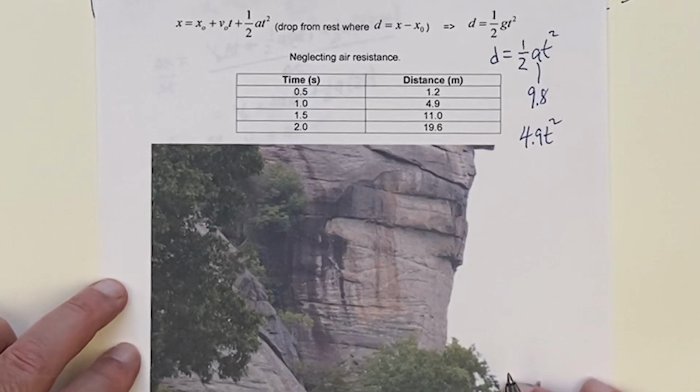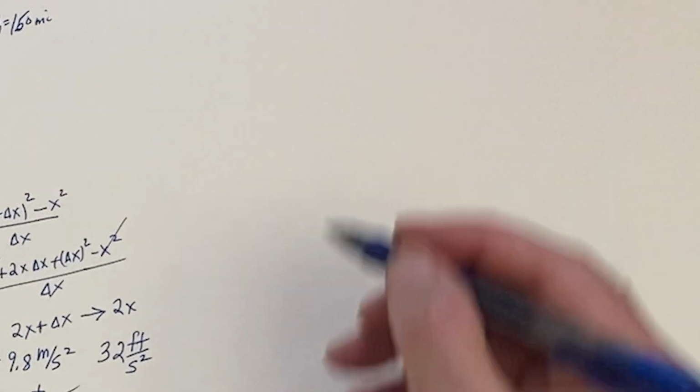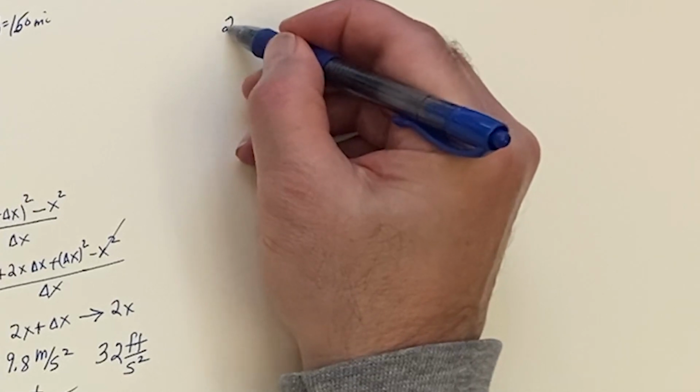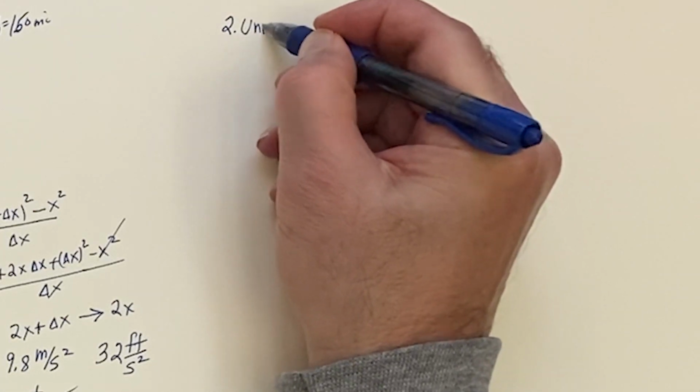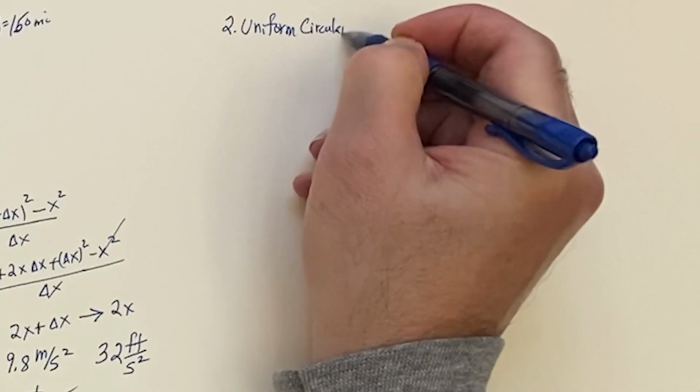So that's neat. And now we go to acceleration that's due to circular motion. So here, this would be intro to uniform circular motion.